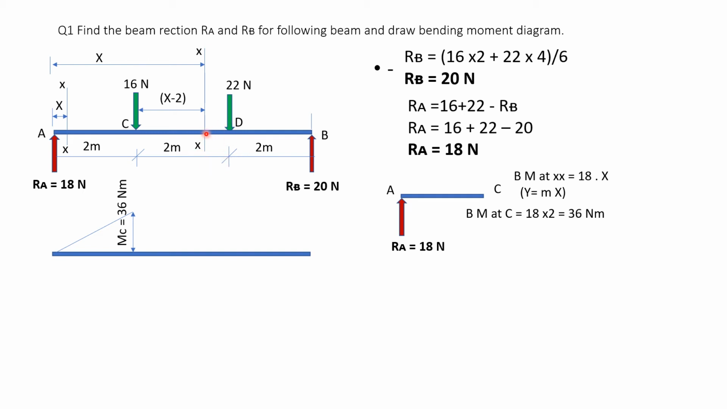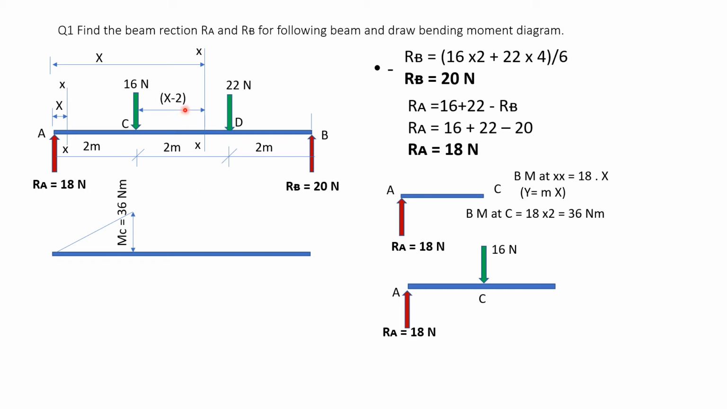Now I want to take the bending moment at XX here. How do I do it? Let us show only the left hand side of the beam. This is RA at A, and the second force which now comes into the picture is the 16 Newton force, which is at C.